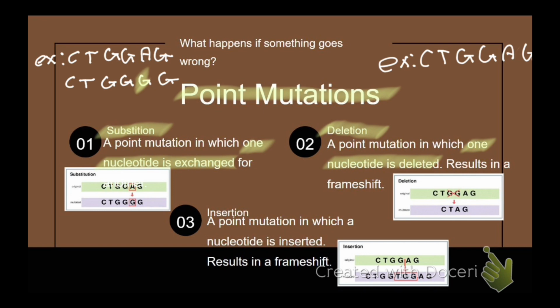Okay. Focus. Okay, but the mutated strand is C, T, A, G. What happened? You got rid of the 2 G's. Yeah. These 2 G's were deleted. Oh, wait. Only 1 G was deleted. No. Both G's were deleted.